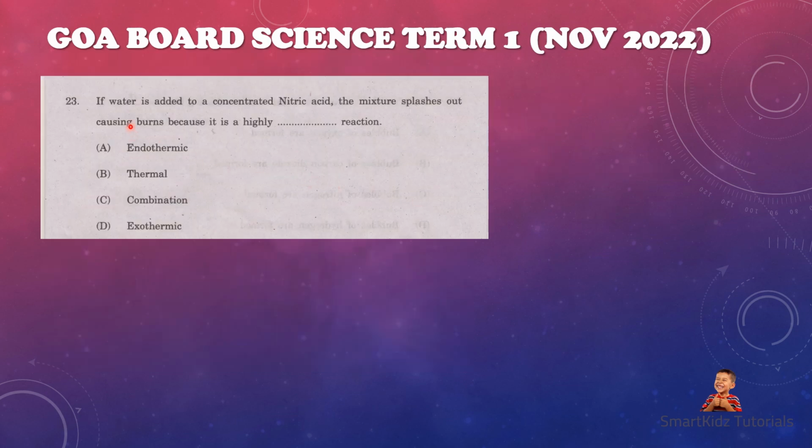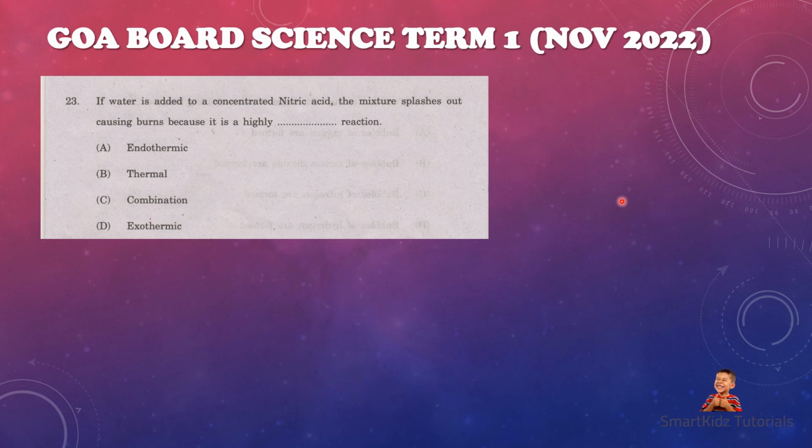Next question, if water is added to a concentrated nitric acid, the mixture splashes out causing burns because it is a highly dash reaction. You have to understand one thing, we have discussed this also in the past, wherein if you add water to a concentrated acid, not a dilute acid, then it will lead to the acid splashing onto you, causing you burns, injuries. Because it becomes an exothermic reaction. A lot of heat is generated in this.